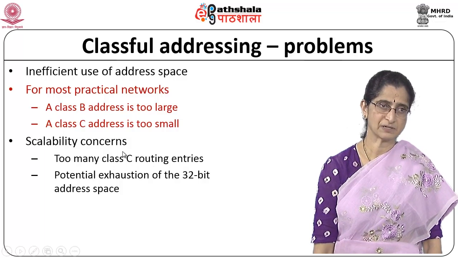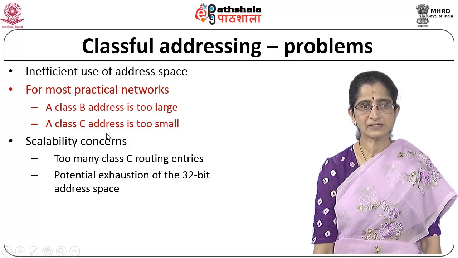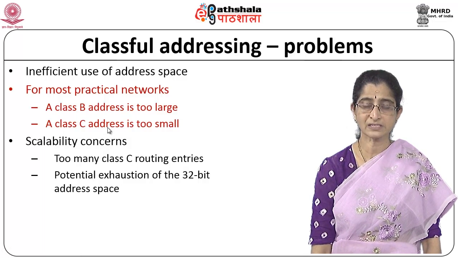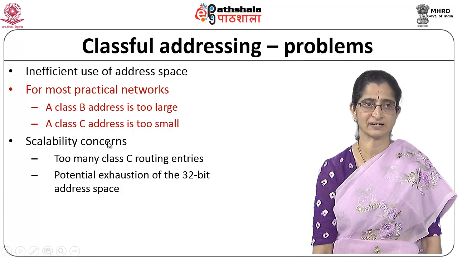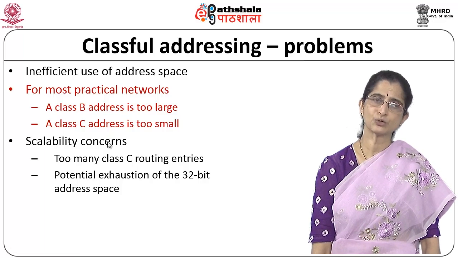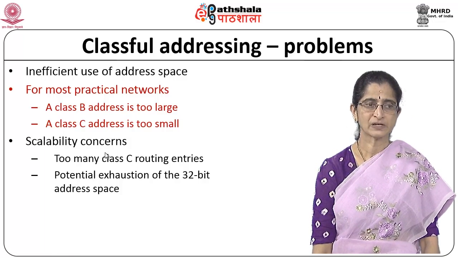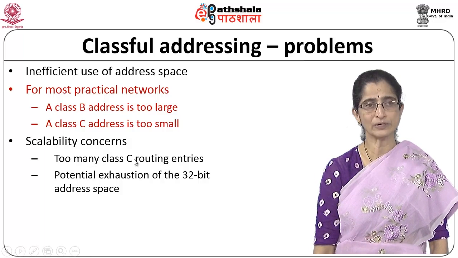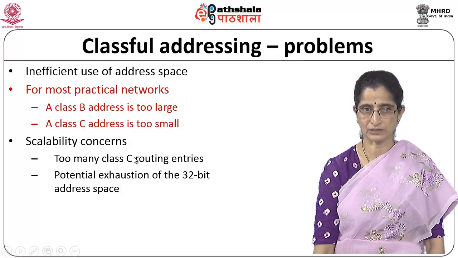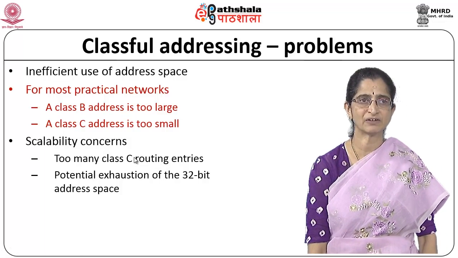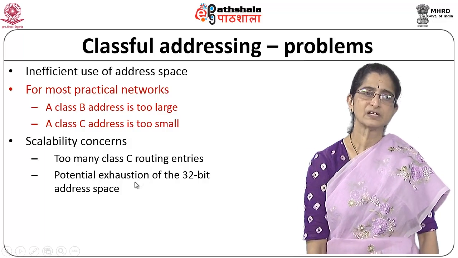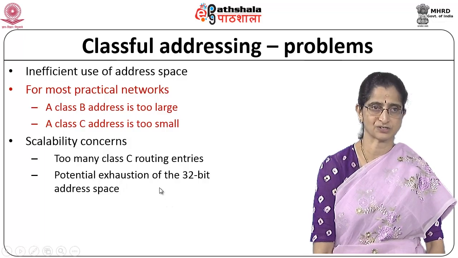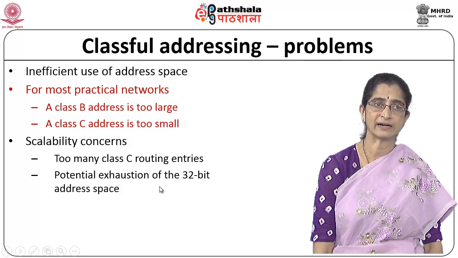And there are also other scalability concerns. Now, if let's say I require 1024 addresses, I may not opt for a class B address, but I may opt for 4 different class C addresses, because each one will give me 256. So 256 into 4 will give me about 1024. In which case I will have multiple class C routing entries to reach the same network, because this network has about 1024 nodes in it.